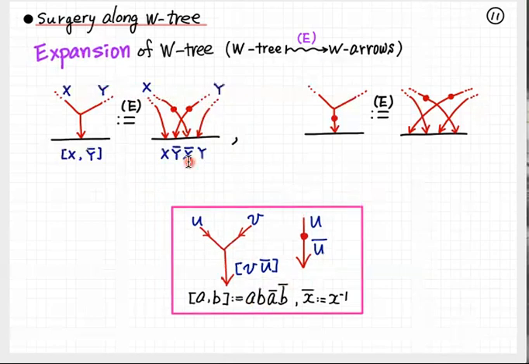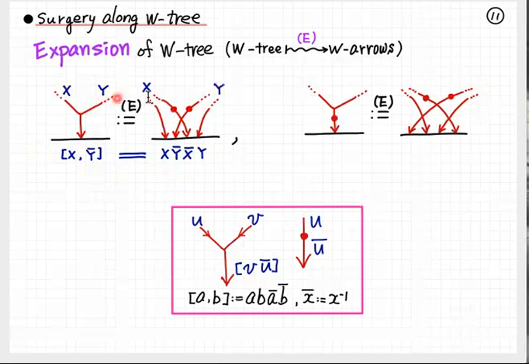Now we apply these rules in this case. First put X and Y like this, then the label of the head is the bracket of X Y bar. This is just applying the rule. On the other hand, what is the label of this? Here, just X, then this is Y bar, so this is X bar and Y. So the right hand side has the same label. And in fact, this is just the expansion of this bracket, see?